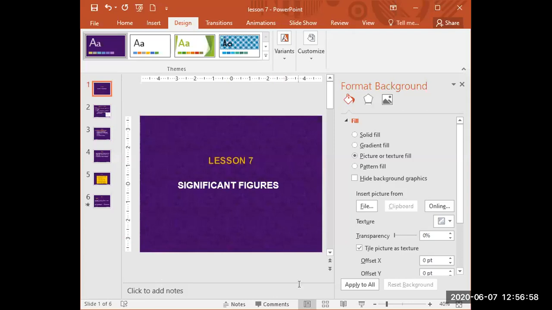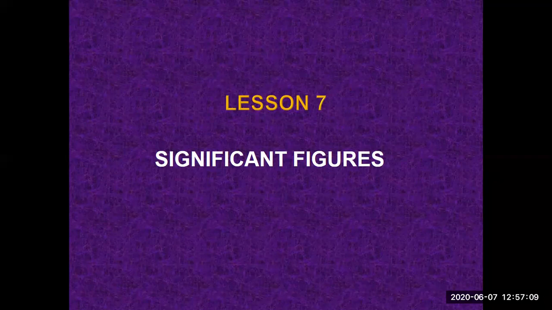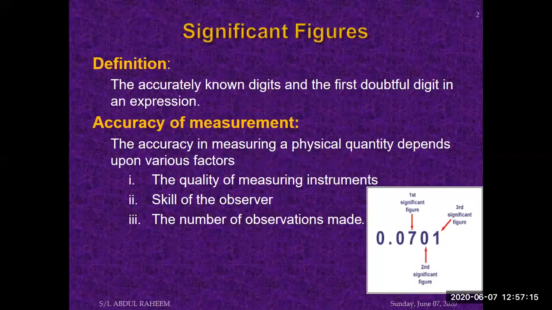So with this, we have completed today's topic, which was about significant figures. Let's see once more. We are going to revise a few points and topics just to make it clear. Number one, this is the definition: the known digits and the first doubtful digit in an expression. These were the 3 points to remember.